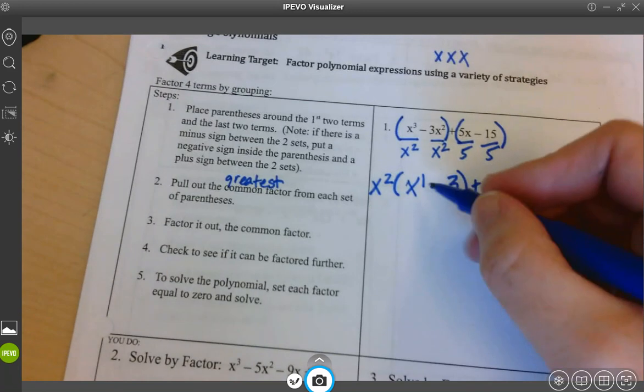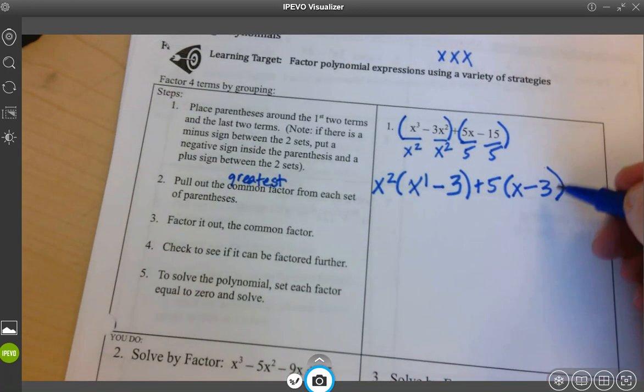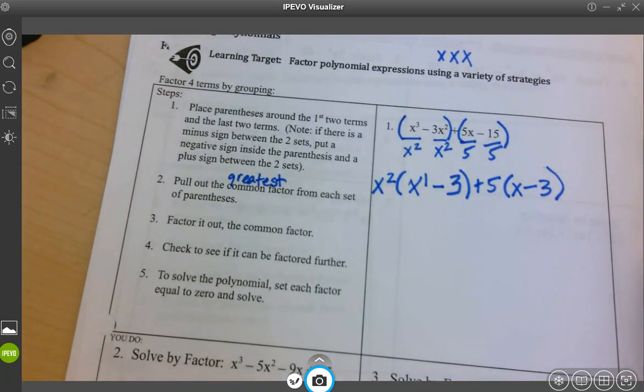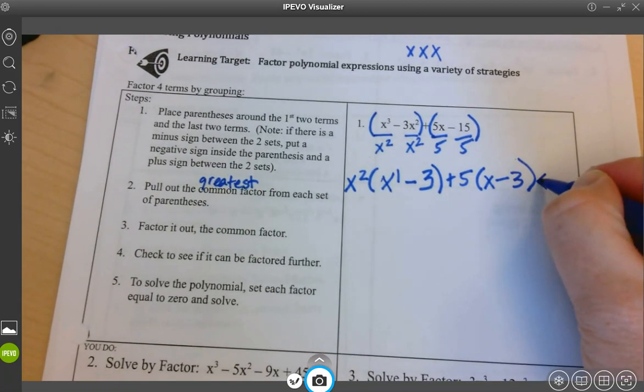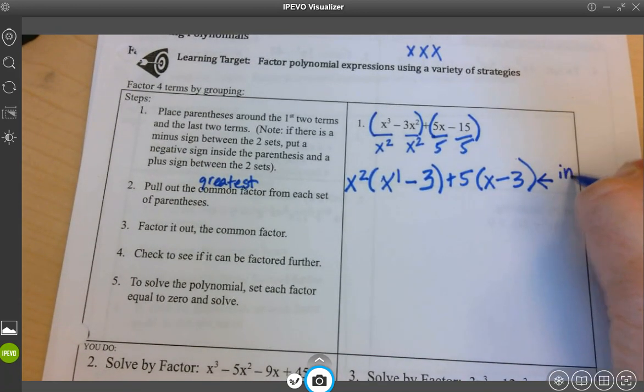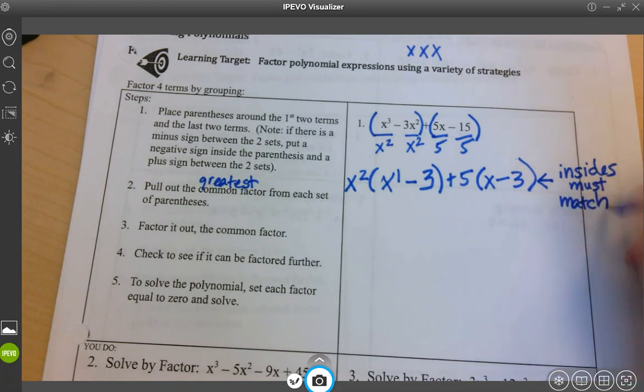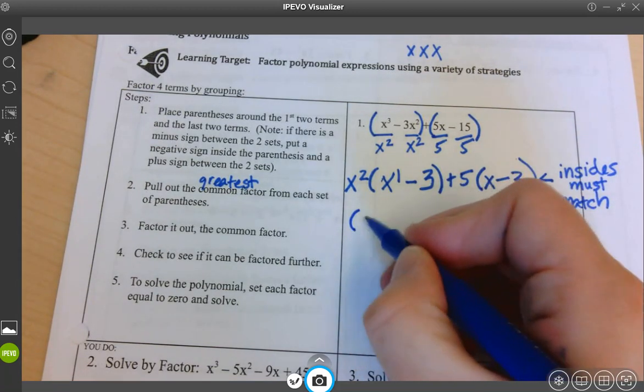Yeah. Okay, so this is x to the 1. This is also x to the 1. Normally we just write x, so I'm going to continue with just writing x. But this is an important thing. The insides have to match for this factoring by grouping to work. Insides must match. So I'm going to take that x minus 3 down here.